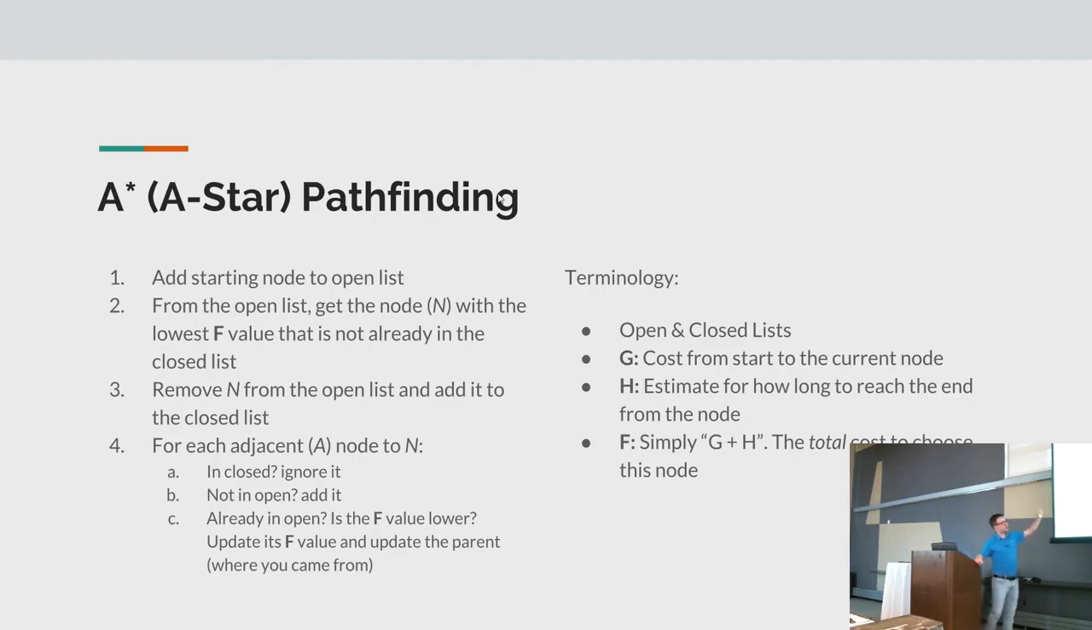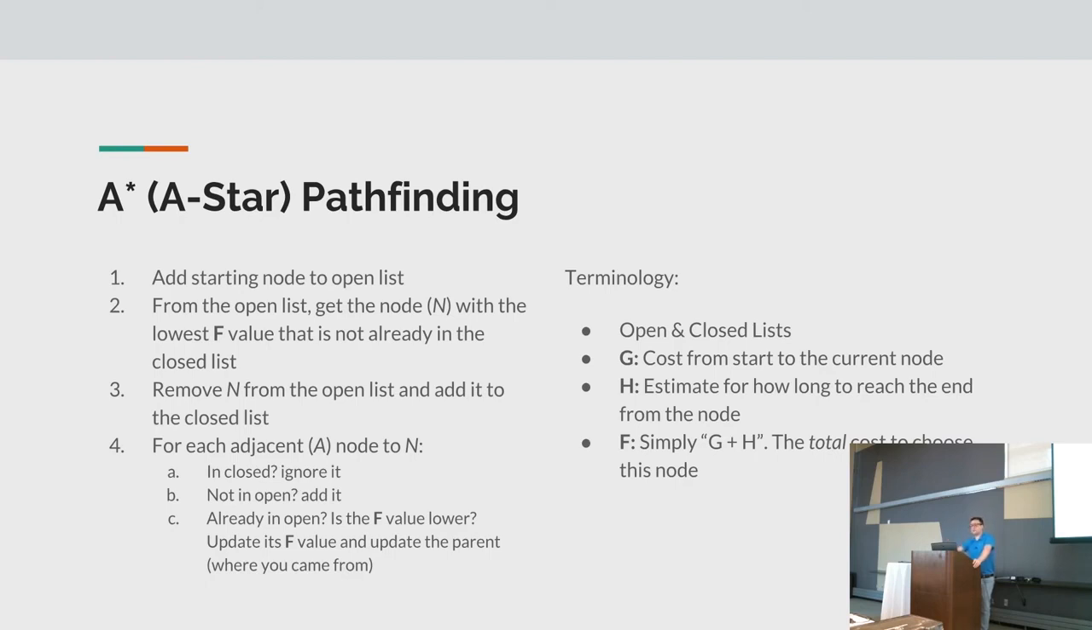Basically the terminology I want to talk about is there's an open and closed list. The open list has your possible options of where you can go next. Your closed list has a list of all the places you've been. Then there's some terminology that goes with this algorithm: G, H, and F. G is the cost to get from where you started to where you are currently in the graph. H represents your guess from where you are to where you need to be.